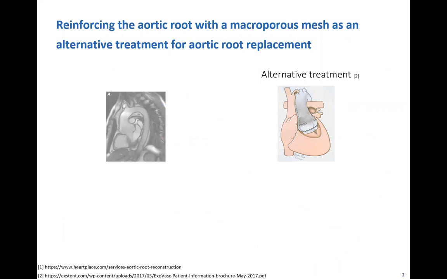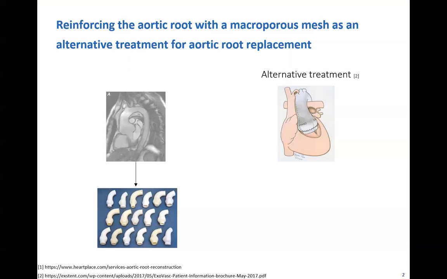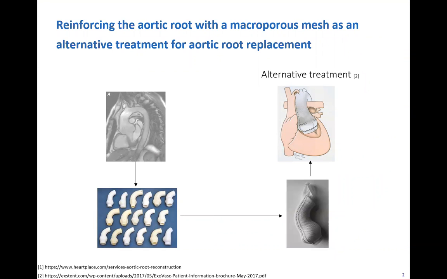Based on CT or MR images, a patient-specific mold of his or her aortic root is created by 3D printing. A macroporous mesh is then thermally crimped around the mold. During surgery, this mesh is taken off the mold and placed around the aortic root, preventing further dilatation.